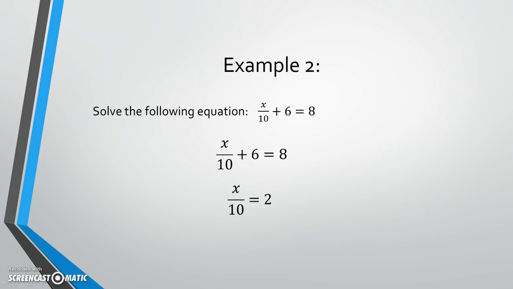Now to get rid of divide by 10, the inverse operation is multiply by 10. So we're going to multiply both sides by 10 and we get that x is 20. Again, we've isolated x, so we're done with this question.